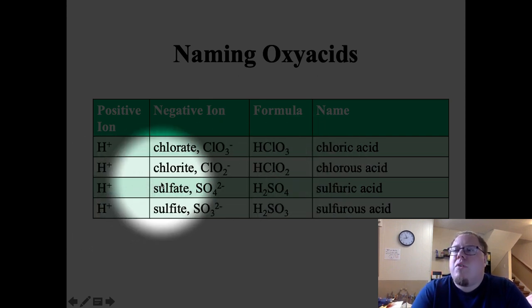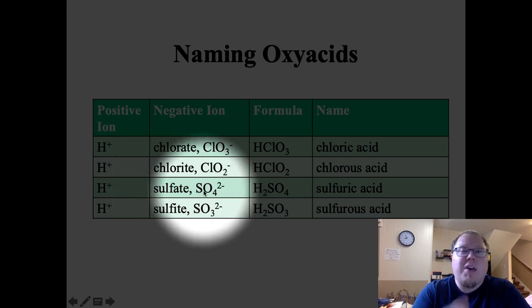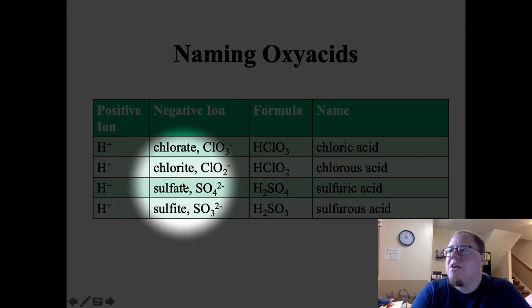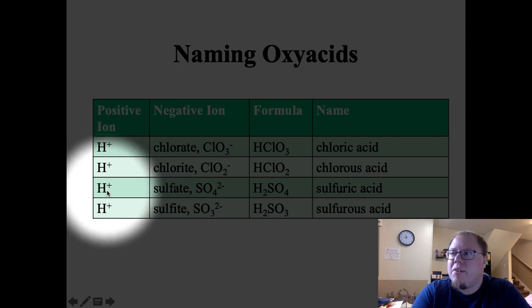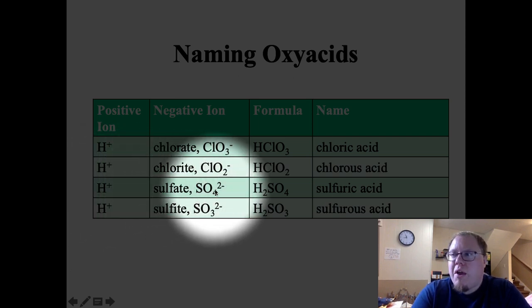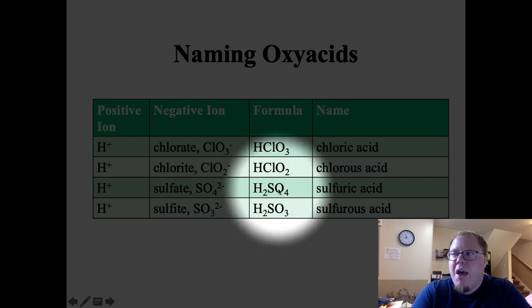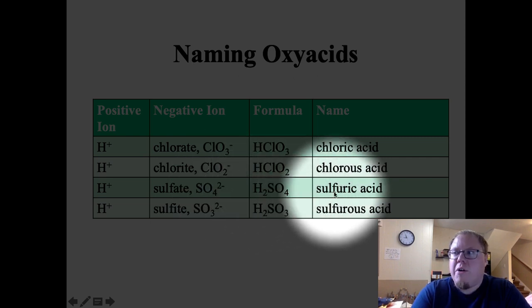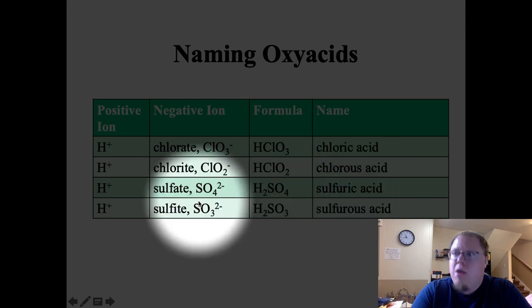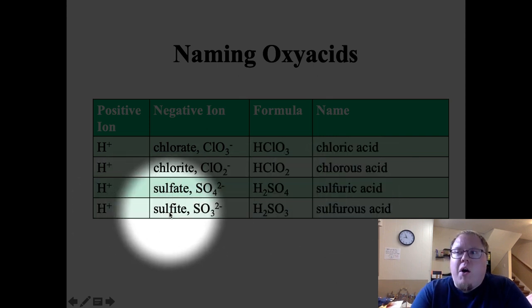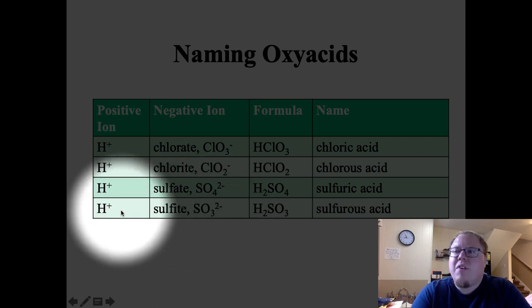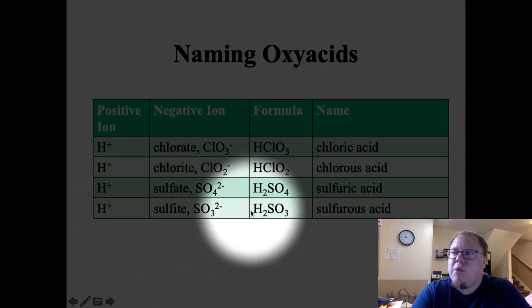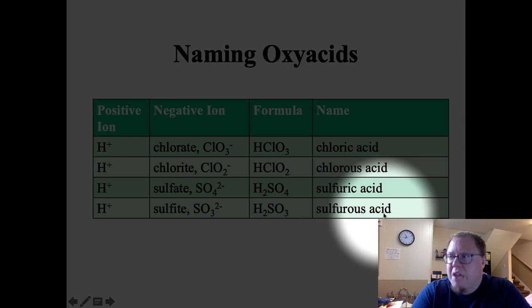H with a +1 with a sulfate. Now this is SO4. It's got a -2 charge. So in this case, we would need two of the hydrogens, two of the +1s, to pair with that -2 of the sulfate. So this would be H2SO4. We'd call it sulfuric acid. Hydrogen with sulfite, also with a -2, but this time it's SO3 is the formula. So still need two hydrogens, so it would be H2SO3. We call that sulfurous acid.